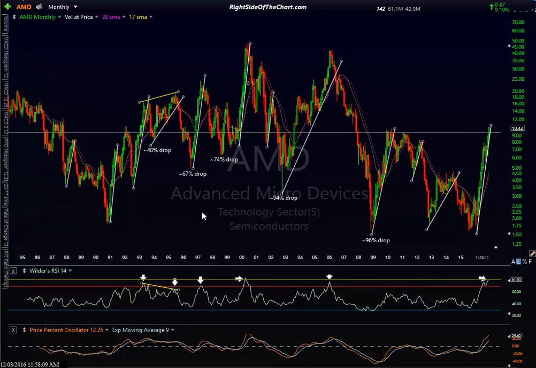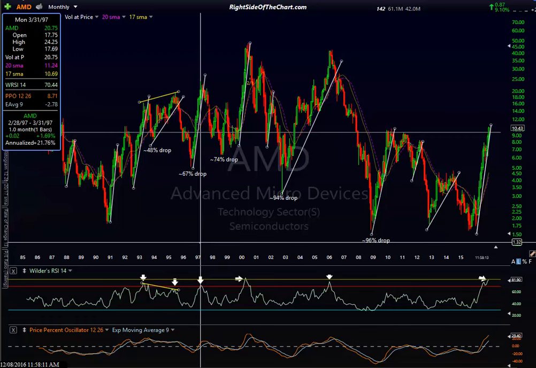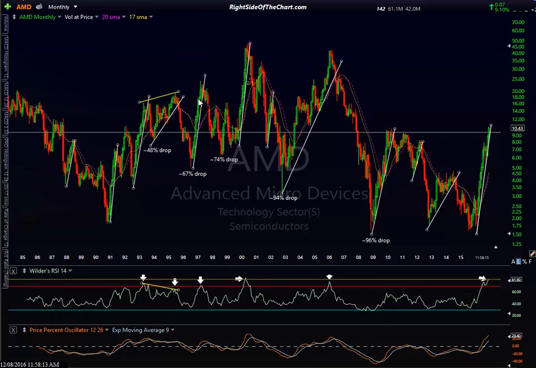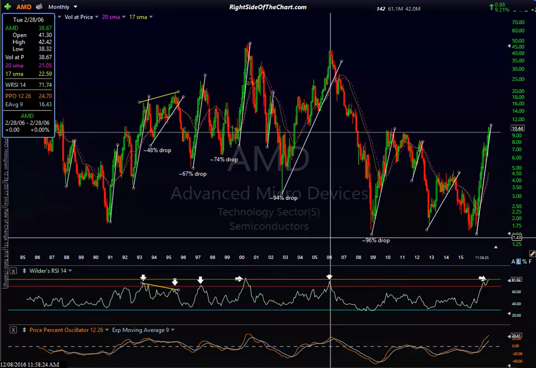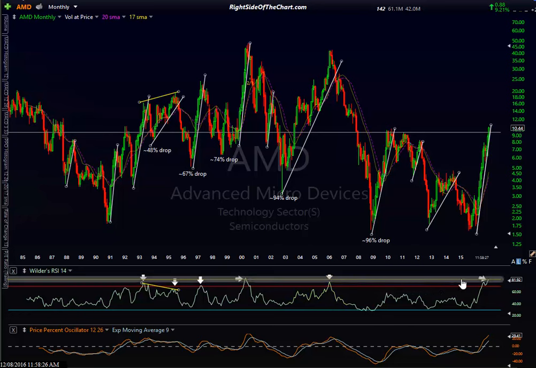Next overbought reading, right there. I'll put the little vertical line up on the crosshair so you can see it. So from this peak down to here, 74% drop, 94% drop, 96% drop. See that overbought reading? That, by the way, no, we didn't hit that yellow line. I'll get to that in a minute. So 96% drop. And that was back in 2006.